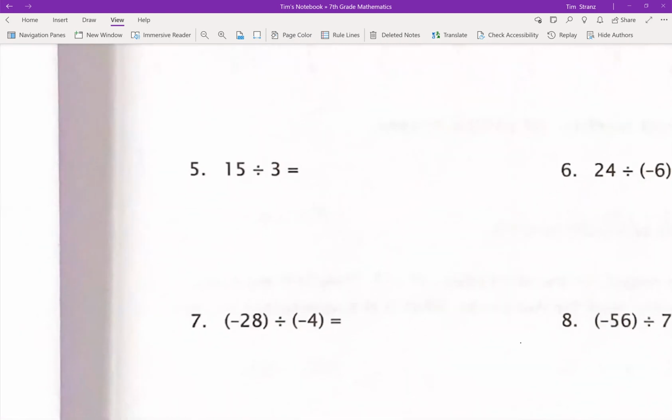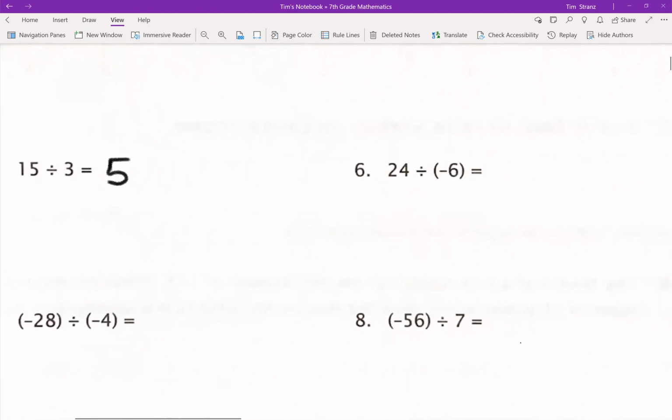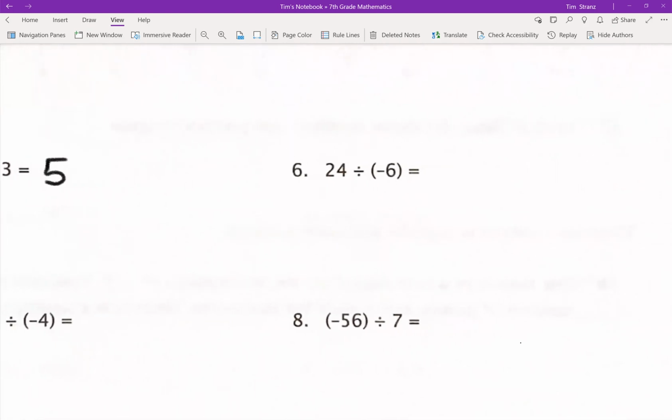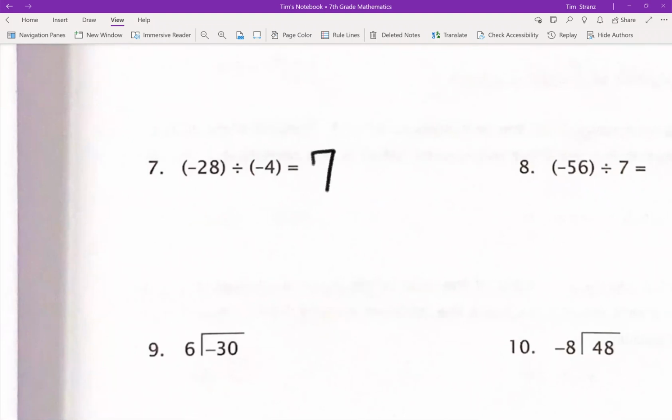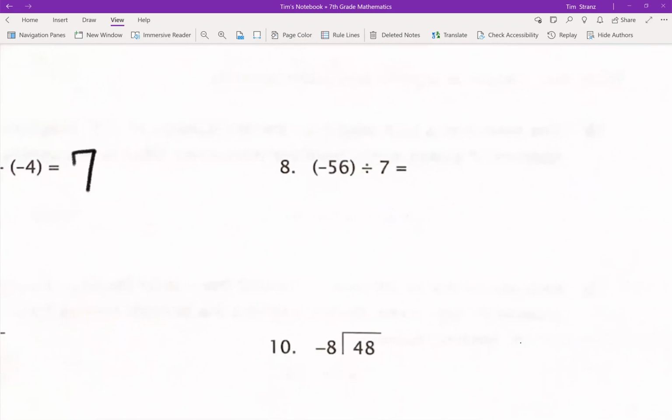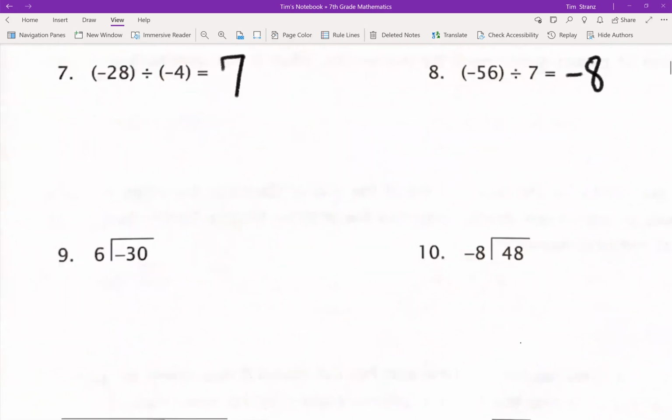Number four, 54 divided by 9, both positives, which means you're going to have a positive answer of 6. Okay, number five, 15 divided by 3, both positives, means you're going to get a positive 5 as your answer. Number 6, 24 divided by a negative 6, you're going to have a negative answer of 4. Okay, number 7, negative 28 divided by negative 4 is going to give a positive answer of 7. Number 8, negative 56 divided by 7, you're going to have a negative answer of 8.